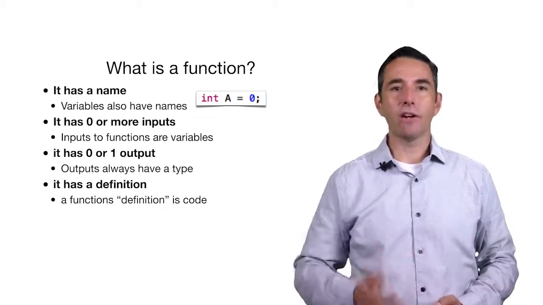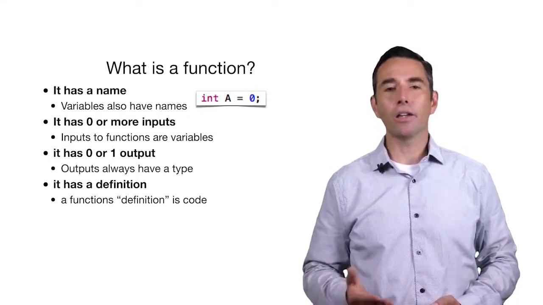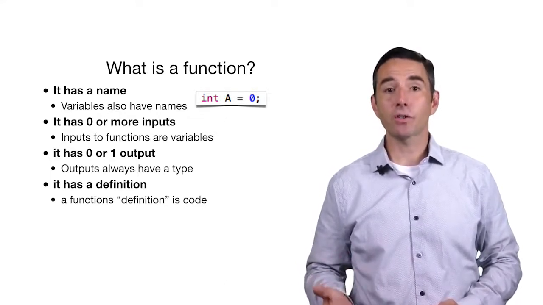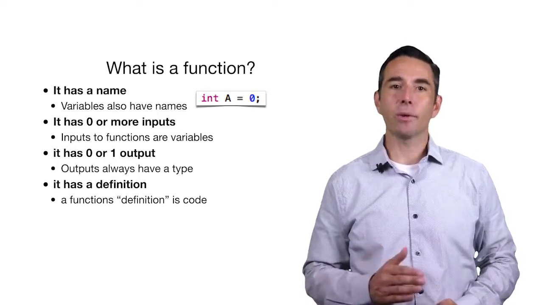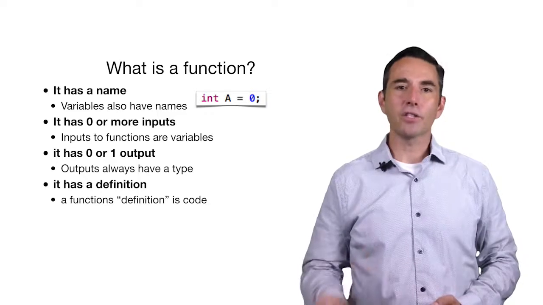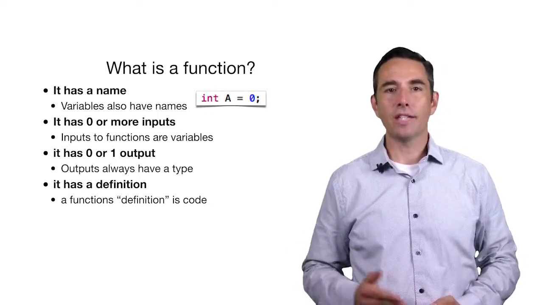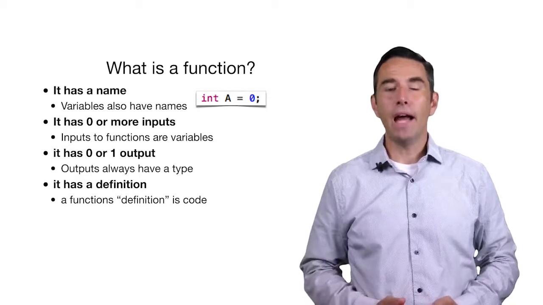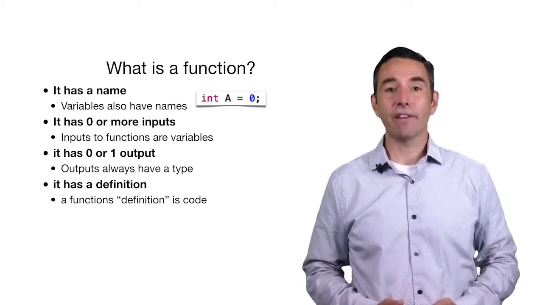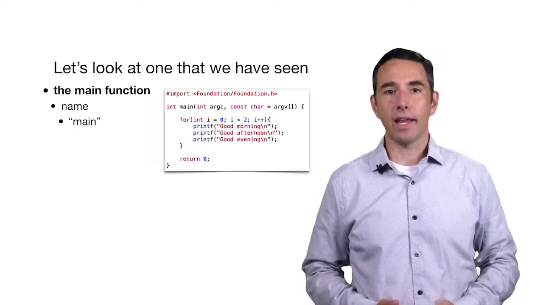We know that mathematical functions have 0 or more inputs. Well, you can have 0 or more inputs to code functions as well. And those inputs are going to be variables, like a. Functions also output something. It can have 0 or 1 output. Those outputs have a type. And then finally, functions also have a definition. And that definition is defined by lines of code that are within it.